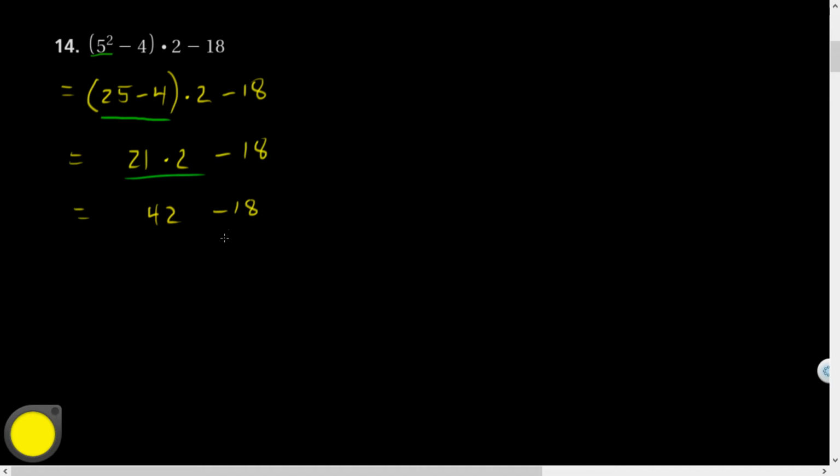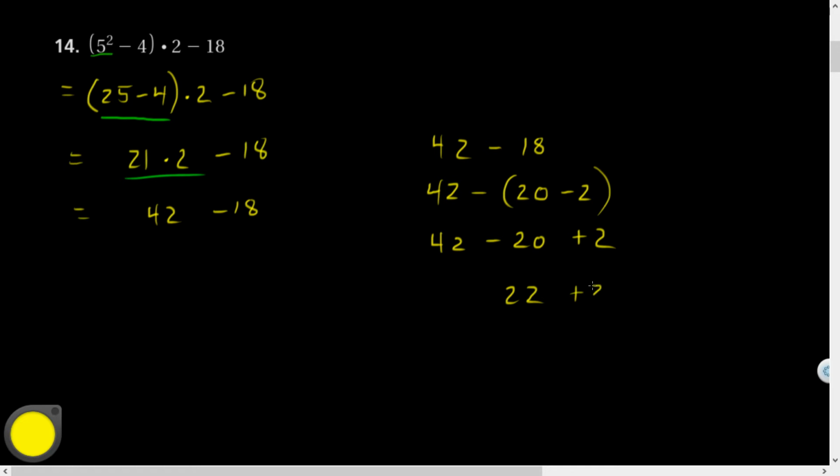And 42 minus 18. Now, guys, check this out. What I might do is 42 minus 20, and 18 is 2 less than 20. That might be a crazy way to do it. But that's the same as 42 minus 18, right? Is 20 minus 2 the same as 18? Yeah. And so that's the same as 42 minus 20 plus 2, if I distribute this minus sign. And 42 minus 20, that's 22. And plus 2, that's 24.